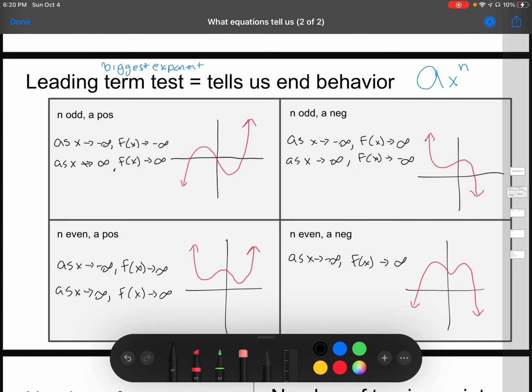So that's the leading term test. You can use the leading term to determine what the end behavior will be. Now these middle parts will change based on the graph, but this is going to show you what the ends are going to do. It might have more than one up and down in the middle depending on the rest of the function, but this will tell you what those ends do.